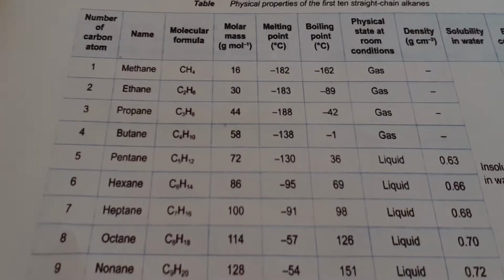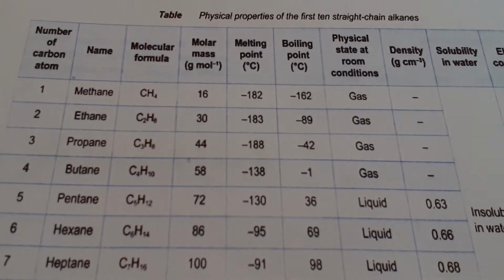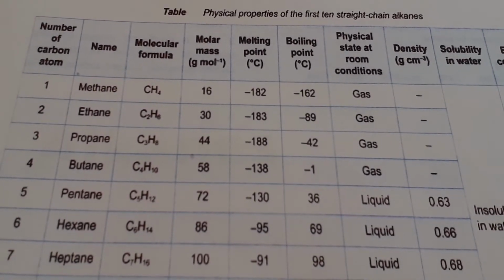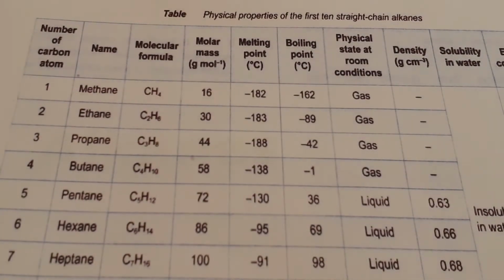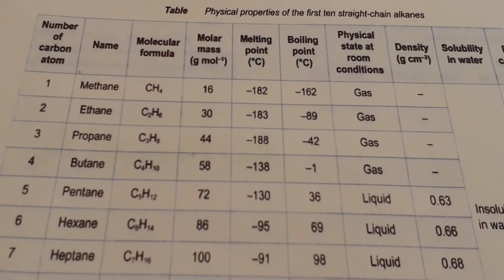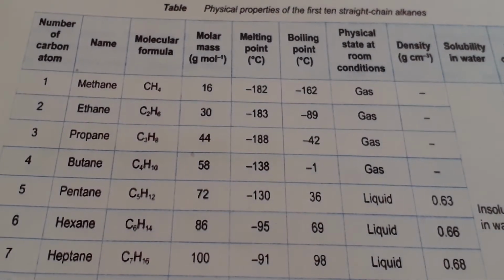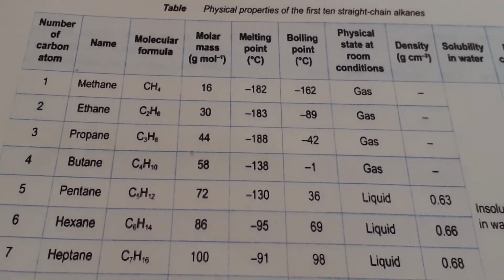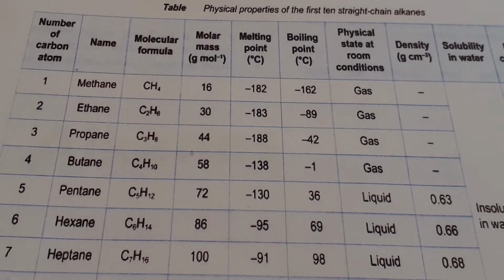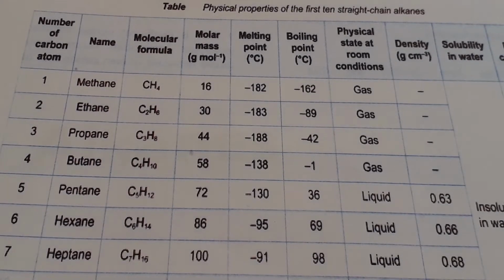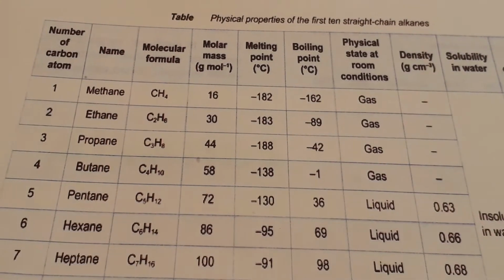One of the things about homologous series is that there is this regular increase in the physical properties because the molecules get bigger. Because the molecules get bigger, the melting and the boiling points become higher because the intermolecular forces are greater, because there's a larger surface area.